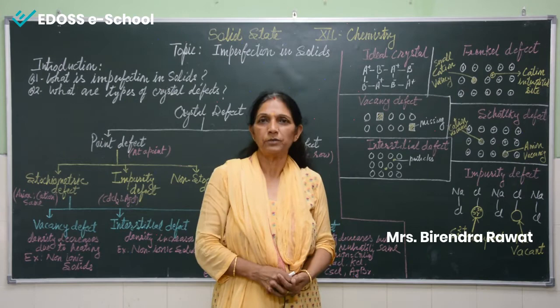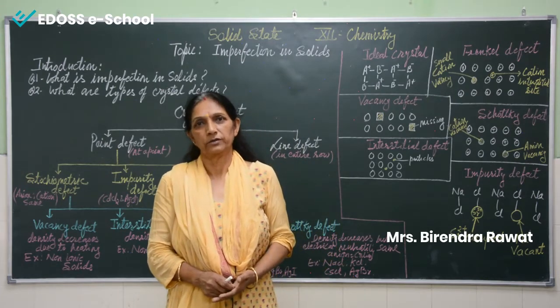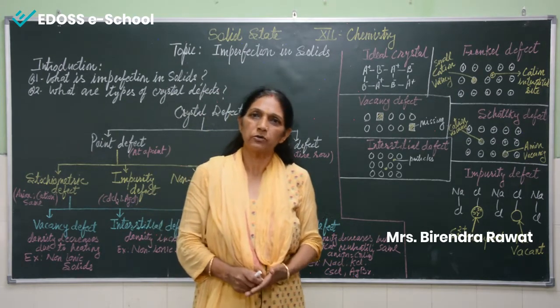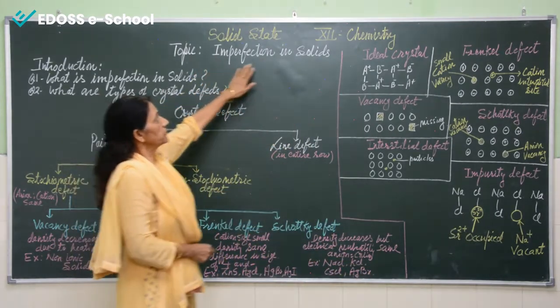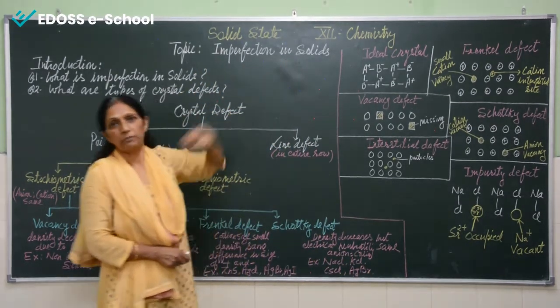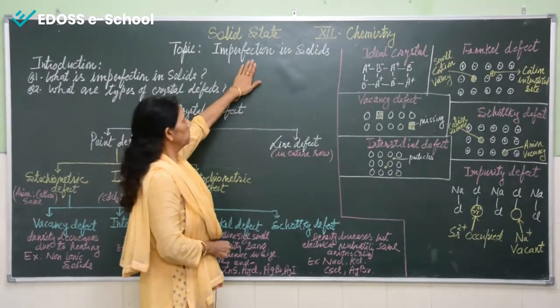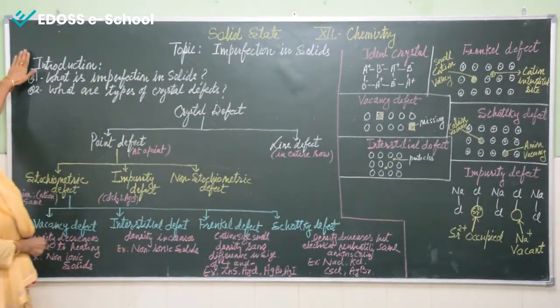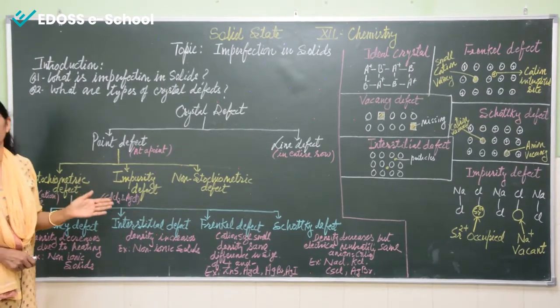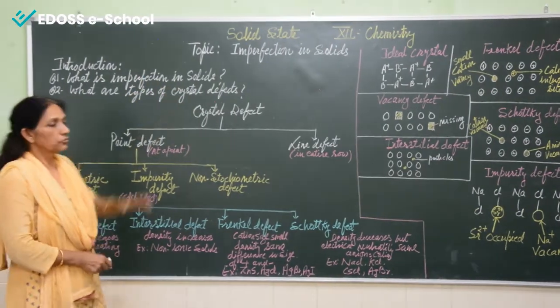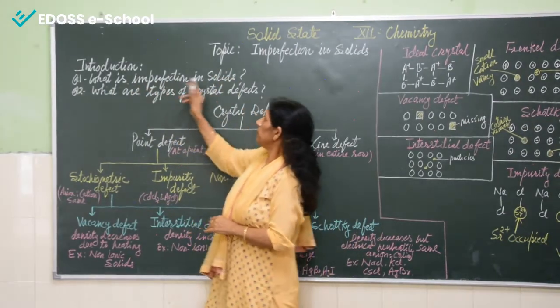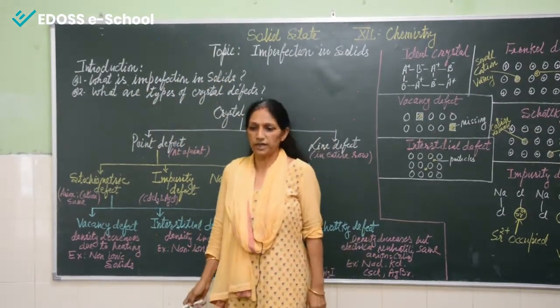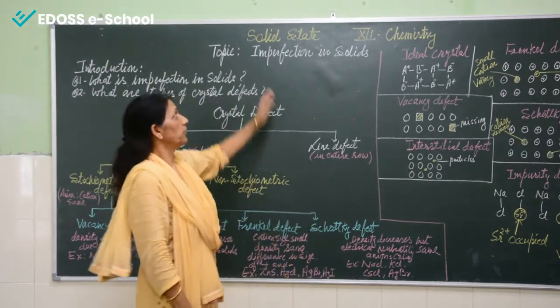This is a chapter belonging to the solid state, the first chapter of our NCERT book, class 12th. So this is imperfection in solids. Before coming to the topic, let's have the introduction of the topic. First thing, what is imperfection in solids? The first thing that arises here is, what is imperfection?